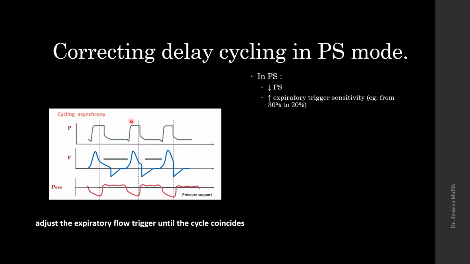So this you can see, this is pressure support mode ventilation, and here we have increased the expiratory trigger sensitivity. Here it is so low. Here we have increased it a little, and here we have increased it further. So now there is no asynchrony here.